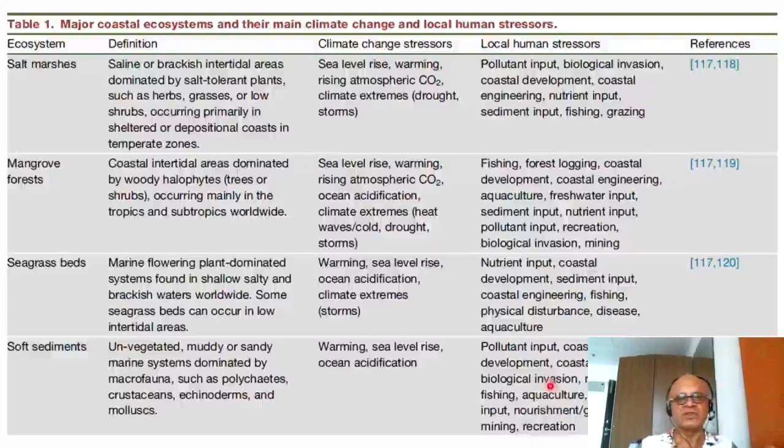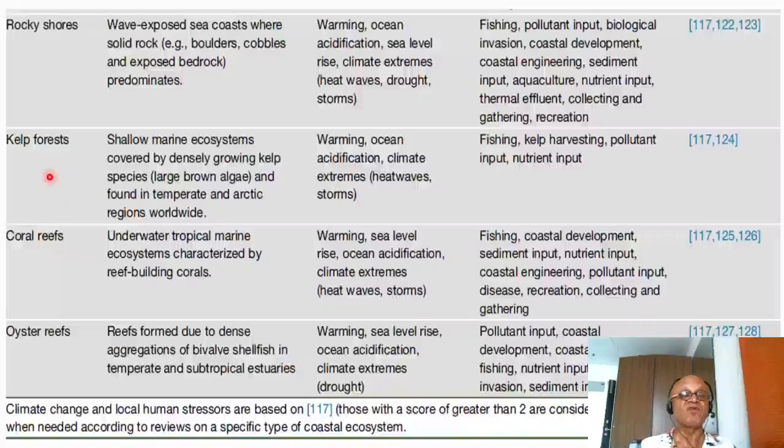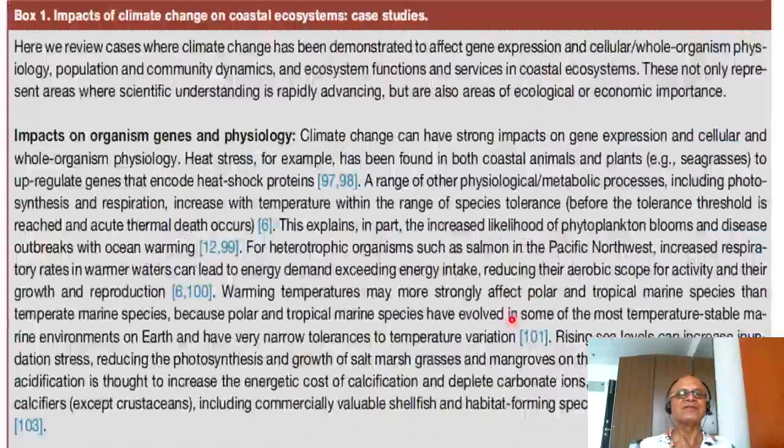Okay, so a little bit of overlap there, but it's good to keep all these things in mind. In addition, you have rocky shores, kelp forests, coral reefs, and oyster reefs. There are some regions which are very stark in these impacts. Chesapeake Bay is one, Mediterranean, Great Barrier Reef, kelp forests off of California, and so on. Okay, so climate change and local human stressors are based on reference 117. Those with a score of greater than 2 are considered here according to their classification. Additional stressors are added when needed according to reviews on a specific type of coastal ecosystem, for example, fishing, kelp harvesting, pollutant input, nutrient input for kelp forests, and for corals you have various other things. So please go back and read the report if you want the details.